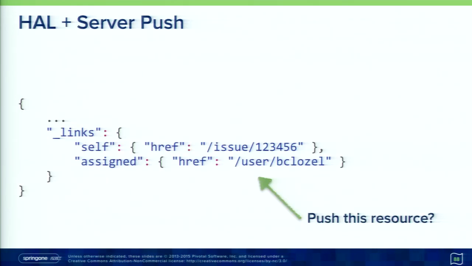Whenever you're sending HAL responses, if you're sending links, like we saw yesterday during the keynote, then you may say, there's this related resource you may want to check out. And if your API is clever, you may want to push that resource already with the response, because you know the client will ask for that right after. So push notifications, I mean push responses, can be really useful here.